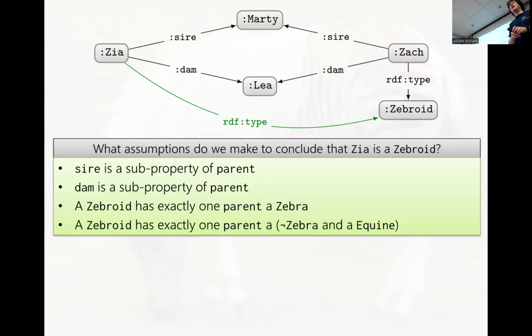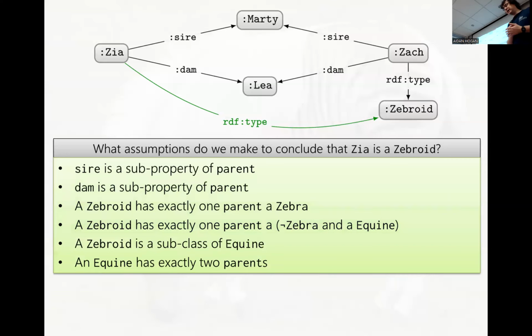Would that make Zia a zebroid? No, because a zebra can have 2 zebras that are parents, right? So we need to specify how many parents Zach has, and we need to specify somehow that these 2 parents are different. So what we're going to say now is that a zebroid is a subclass of equine. Equine is equino, I suppose. Does equino work? Probably it's Latin. And an equine has exactly 2 parents. So based on this, we know that Zach has exactly 2 parents.